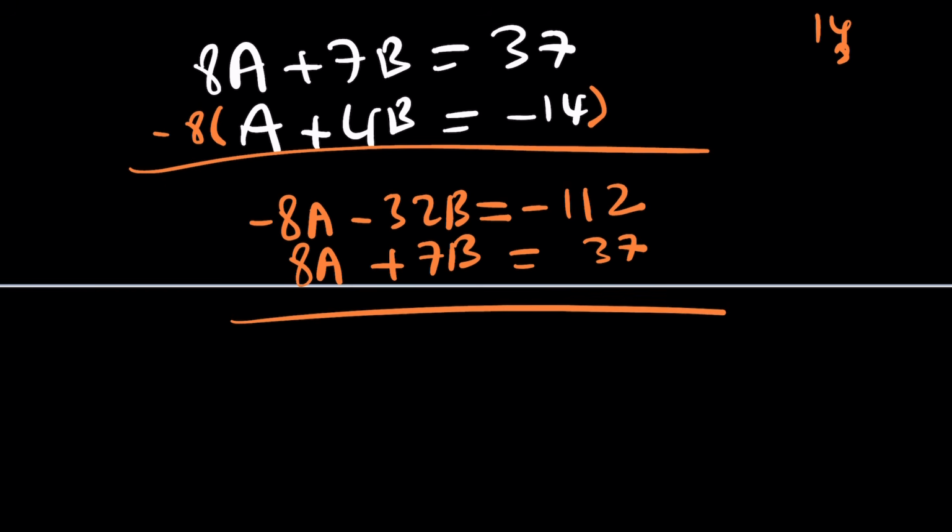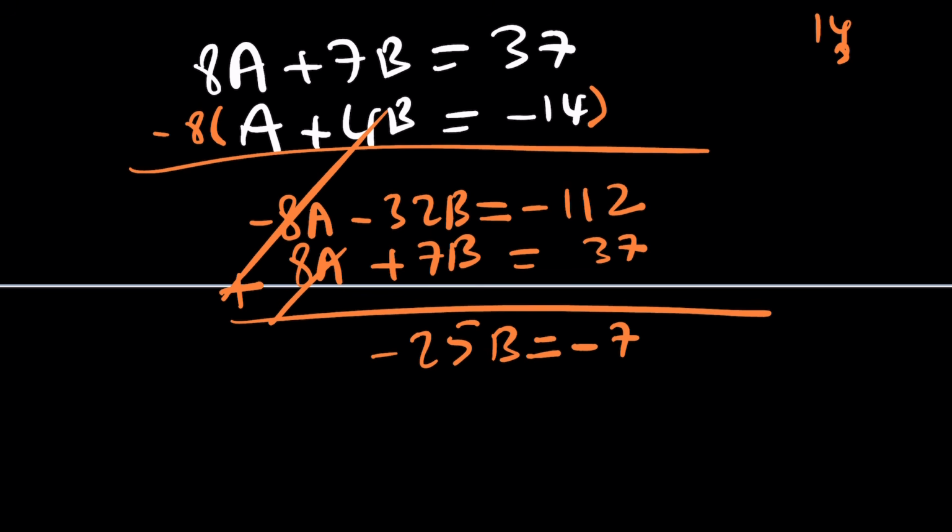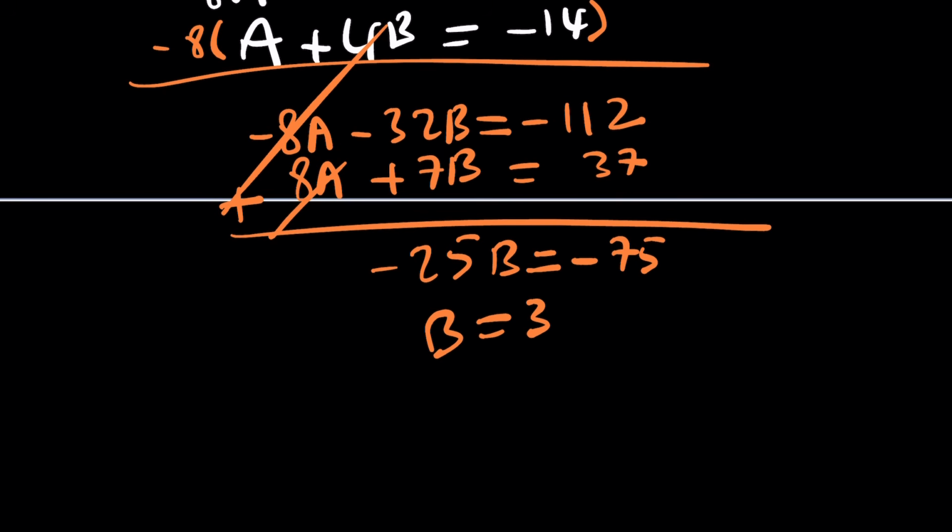I'm hoping that this is going to work. Cross our fingers. These two cancel out, and we end up with -25b. And this will give me, let's see, 75, but negative. Yay! b is equal to 3. And plug it into one of these equations, probably the second one. a plus 12 is -14. a is equal to -26. Did I get that right?